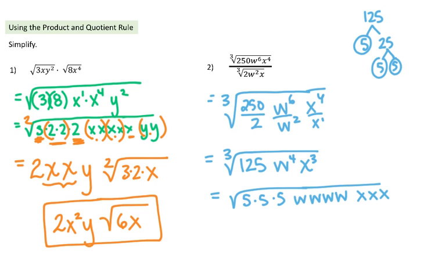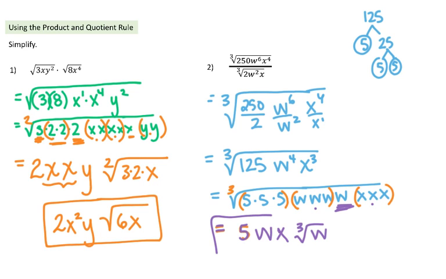Because we have a cube root, every time you see a group of 3 terms, the cube root of something cubed simplifies and you can take it out. So the cube root of 5 cubed is just 5. The cube root of w cubed is just w. The cube root of x cubed is just x. And what's left over is the cube root of w on the inside.